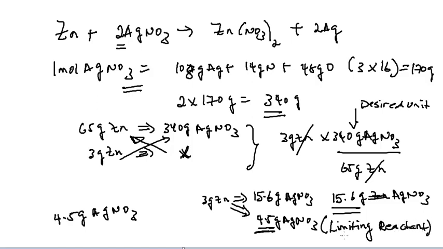Okay, so we identified our limiting reactant, which will help us determine how much silver or how much zinc nitrate we get at the end. So I'm going to move to the next slide and we can solve this problem. Remember the question we had was how many grams of silver will be formed from 3 grams of zinc and 4.5 grams of silver nitrate.